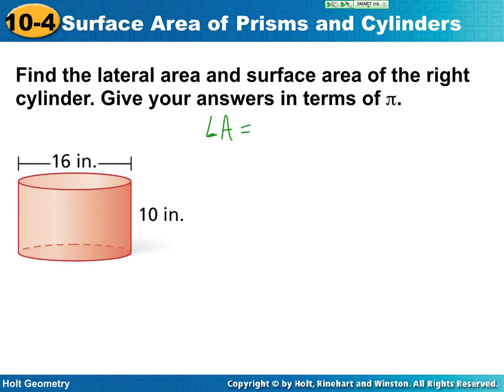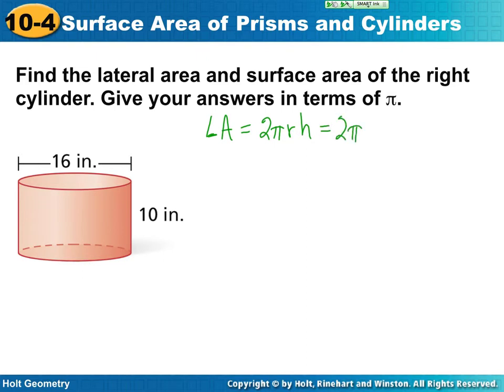Lateral area for a cylinder. Not on that page. Cylinders. Lateral area, 2 times pi times the radius times the height. 2 times pi times the radius times the height.